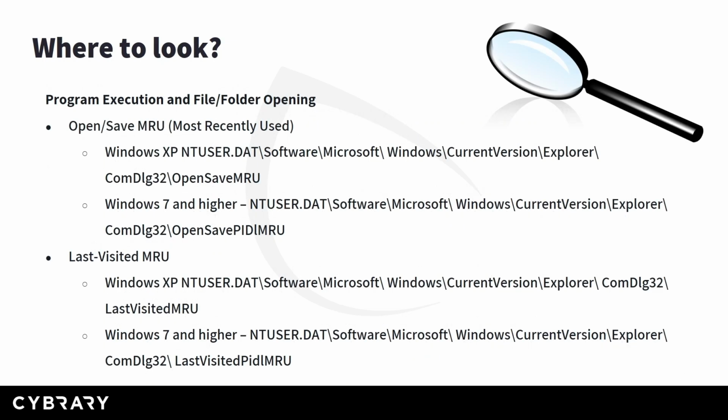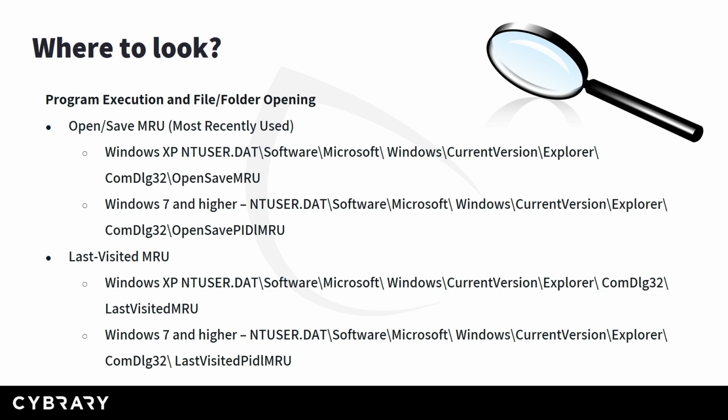For program execution and file and folder opening, the OpenSave most recently used key tracks files that have been opened or saved within a Windows Shell dialog box. This happens to be a big dataset, not only including web browsers like Internet Explorer and Firefox, but also a majority of commonly used applications. On both Windows XP and Windows 7 and higher versions, the location of this file is the same, under ntuser.dat.